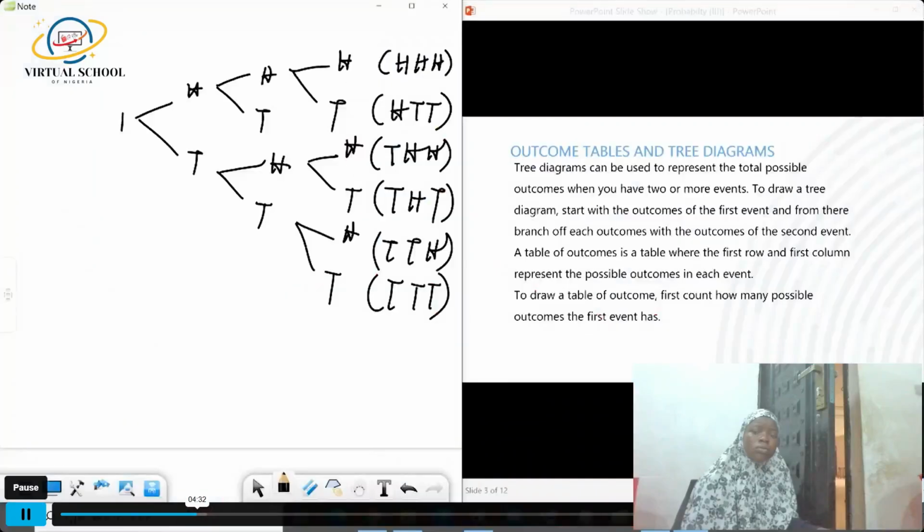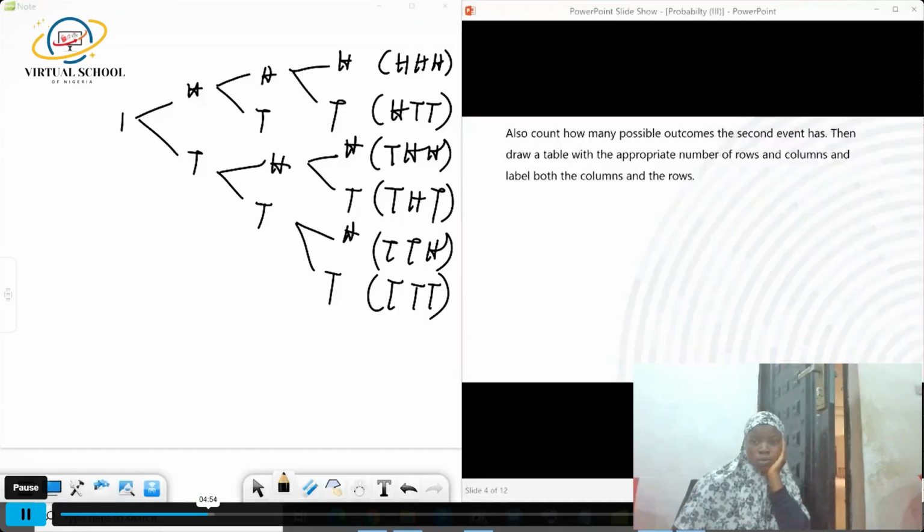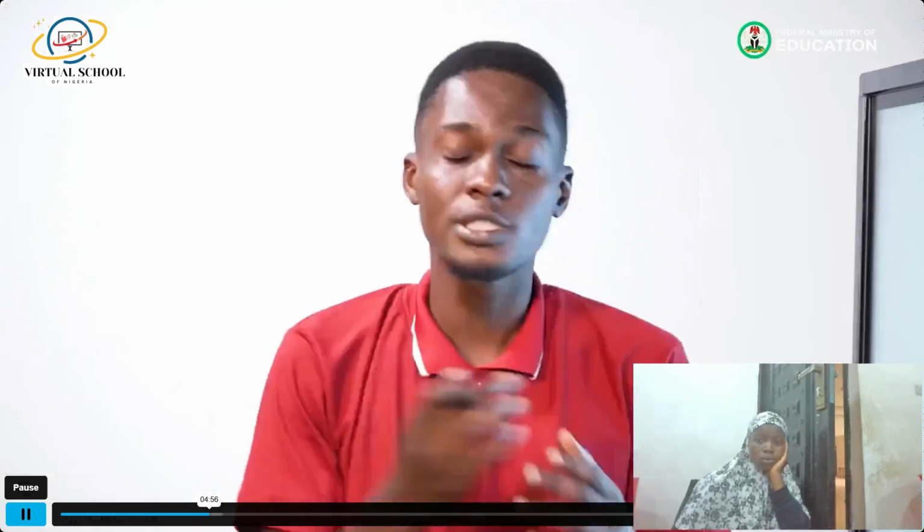Now we move to what we call the outcome table. What about the outcome table? The table of outcomes is a table where the first row and first column represent the possible outcomes in each event. To draw your table of outcomes, the first thing you do is draw the table. For instance, let me still use my head and tail. I toss two coins. Then what is the probability of obtaining two heads, or something like that?